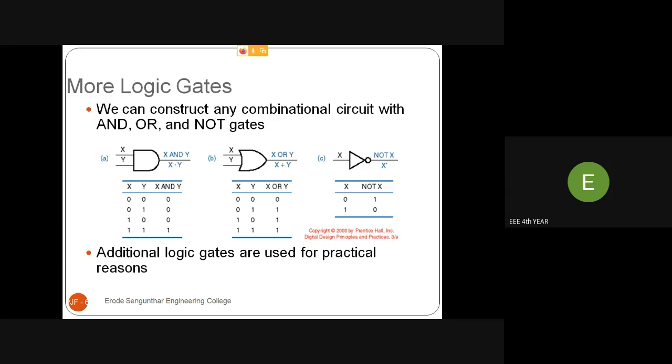Third logic gate is NOT gate, basic gate. Okay. If input is X, the output is X bar. If input is X bar, the output is X. Here the triangle-like symbol with the bubble. Bubble indicates the NOT operation.